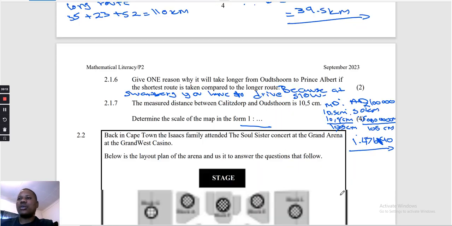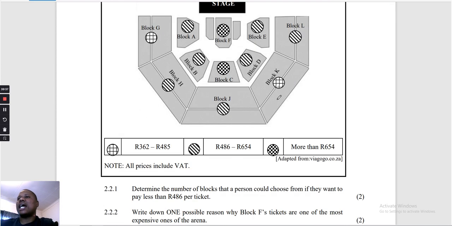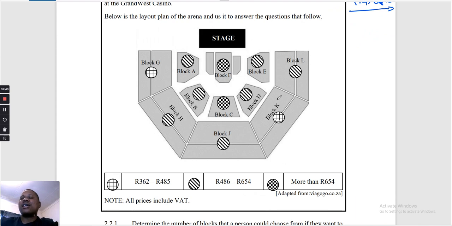Okay, let's go to 2.2. They say back in Cape Town, the Isaac family attended the Soul Sister concert at the Grand Arena at the Grand West Casino. Below is the layout plan of the area, and then use it to answer the questions that follow. We have the stage, then they are naming the seats. So we have block A, block B, C, D, E, F. We have G, we have H, we have J, we have K, we have L.